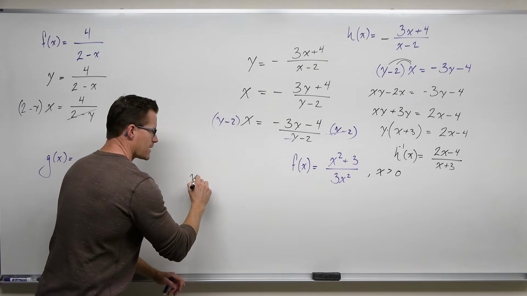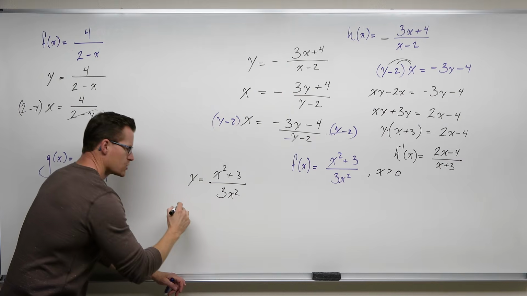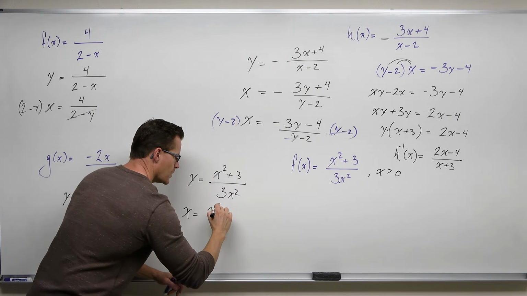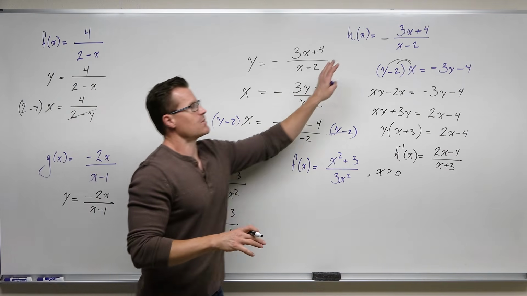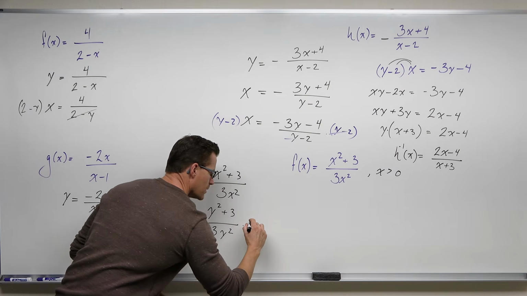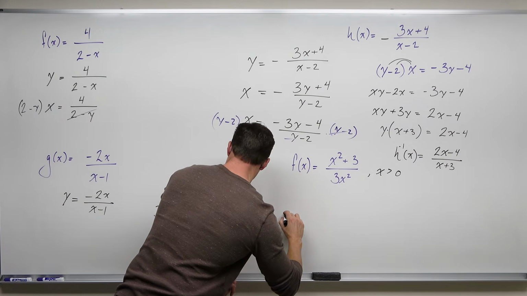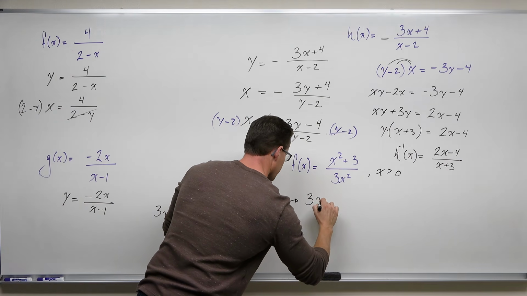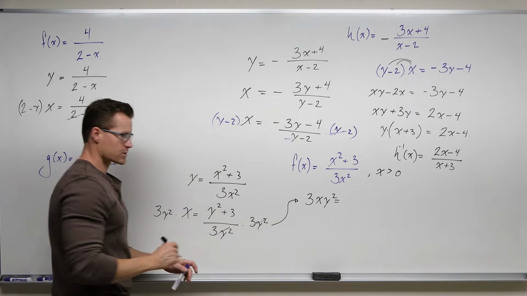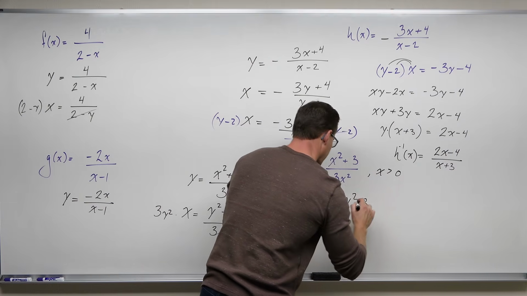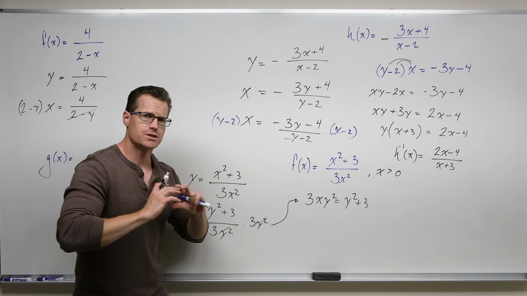So, all right, let's replace our f of x with y. Let's change our y to an x, our x's both to y's. And now we're going to solve for y. Do the same thing you did here. Let's multiply both sides by 3y squared. So 3xy squared, these are gone. You're going to get y squared plus 3. And now the same idea. Collect your terms that have y or y squared. And the ones that don't, leave them on the other side.